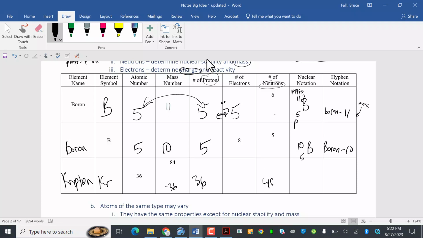And my number of electrons is going to equal protons unless there's some reason to think that it's not, which means it tells you a charge. Number of electrons, same as protons, 36. Nuclear notation, krypton, mass is 84, 36 protons. Okay, hyphen notation, krypton dash 84.